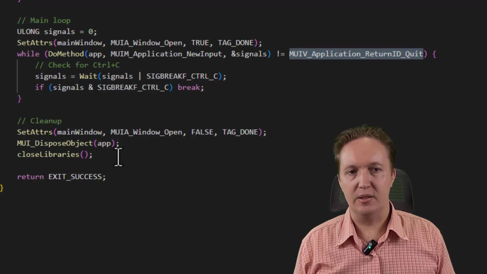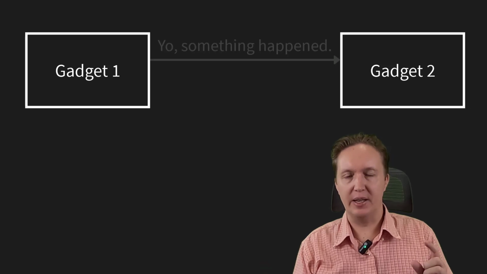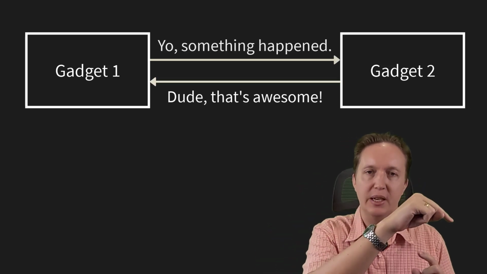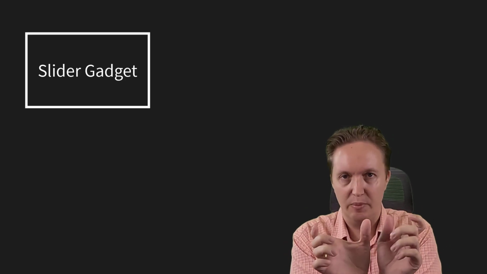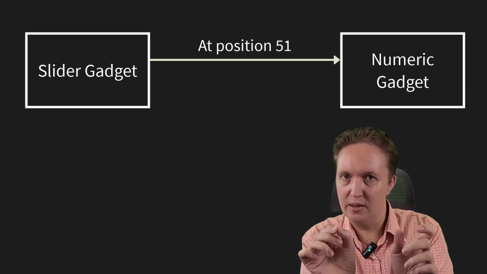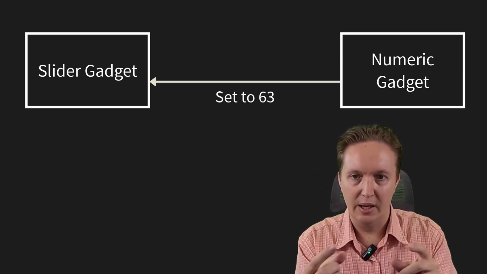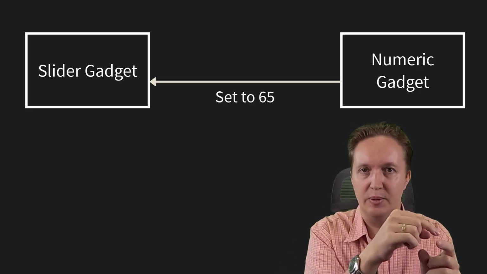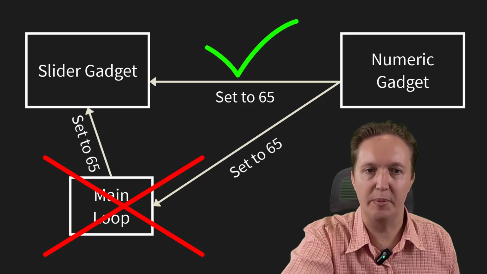That's because MUI's preferred method of working is to handle events by passing notifications directly between objects. One advantage of this approach is that MUI gadgets can communicate directly with each other. So for example, if you have a slider and a numeric gadget, then they can send each other messages. When you move the slider, the numeric gadget updates automatically and vice versa. Right? It does this by sending notifications to each other, with no need to go through the main loop, the main part of the application.